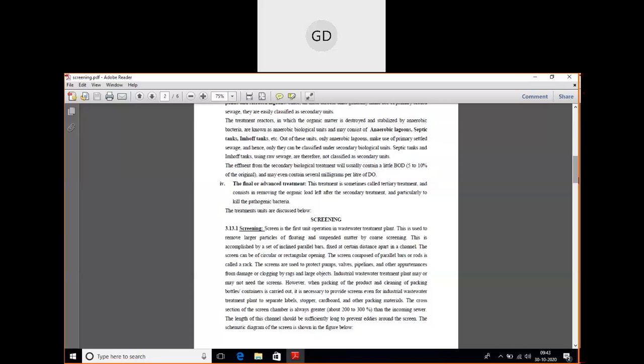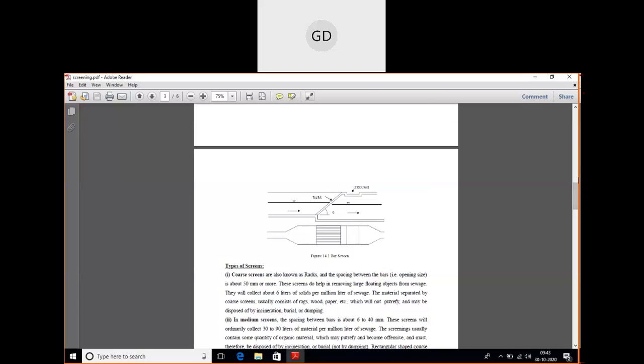The screens should preferably be placed before the grit chambers. The grit chamber is the next step after screening, just as in raw water there was sedimentation. So screens are generally placed before the grit chambers. And there are certain types of screens.